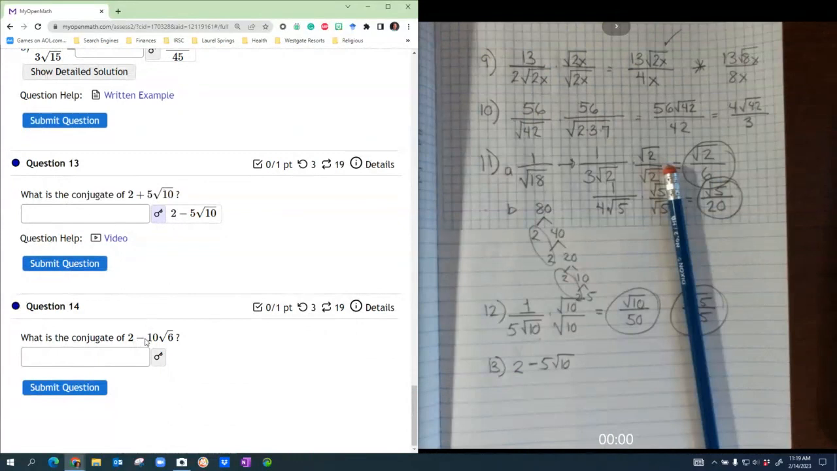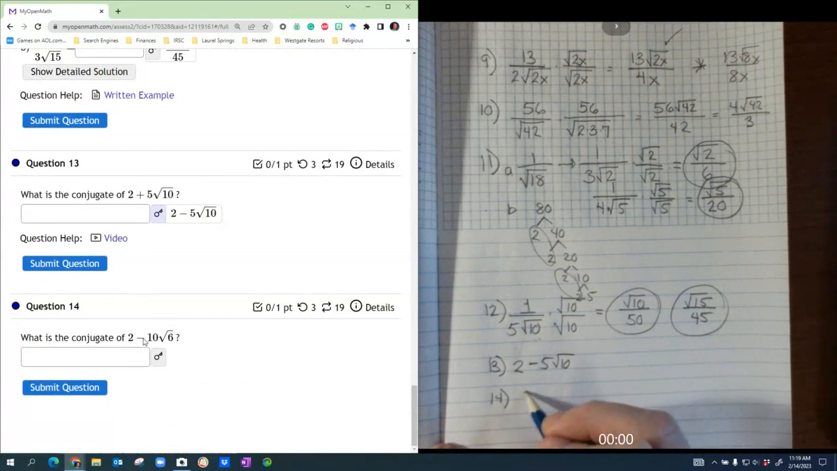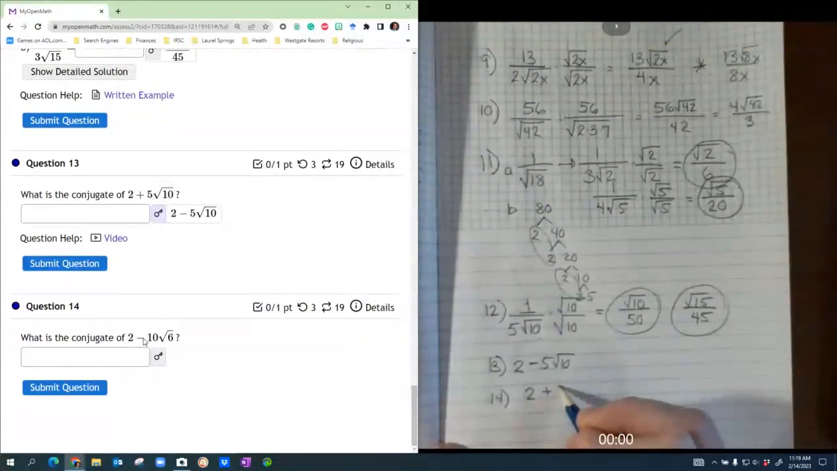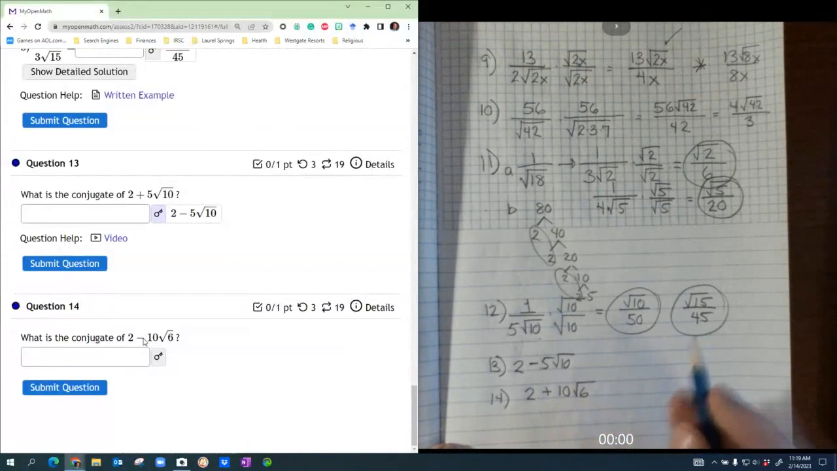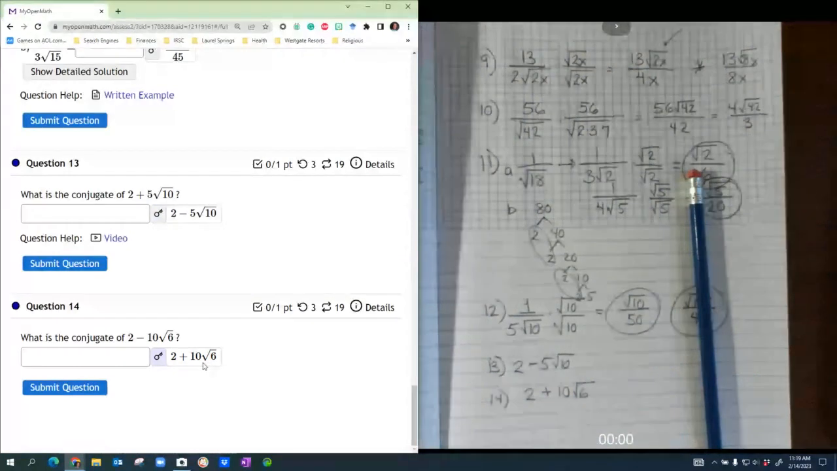So what's the conjugate of this one? The opposite of the minus sign is going to be a plus sign. So it's going to be 2 plus 10 radical 6. So that's the answer. So it becomes a plus sign. And that's it. All right. So that concludes this video.